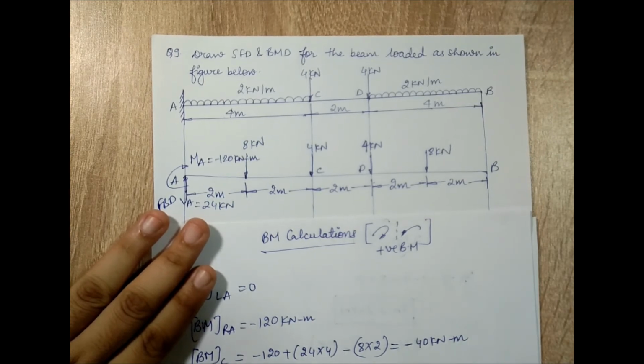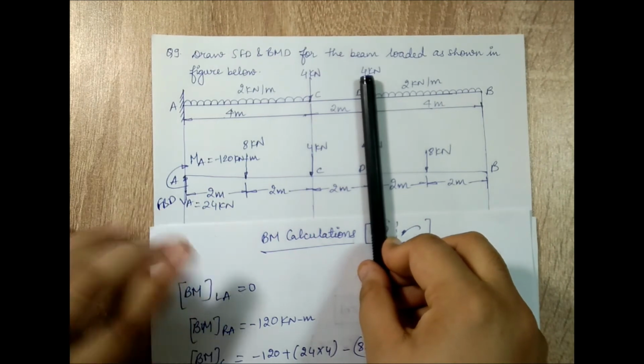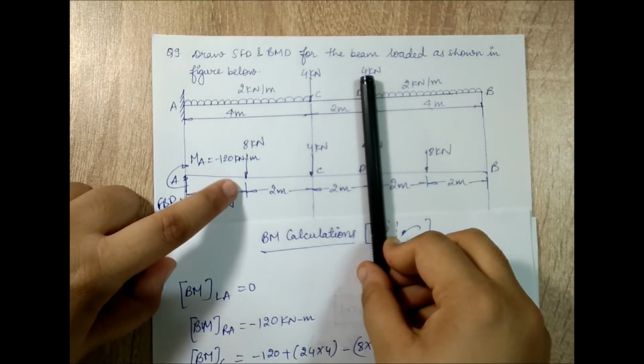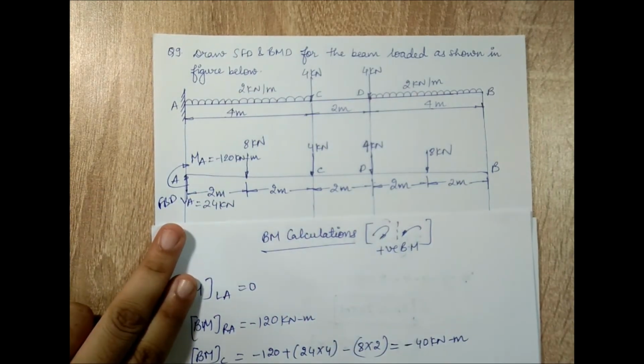Next I'll calculate the bending moment at point D. When I stand at D, I can see MA, VA turning clockwise, 8 kilonewton turning anti-clockwise and 4 kilonewton also turning anti-clockwise. So I have minus 120 plus 24 into 6 minus 8 into 4 minus 4 into 2. I get the value as minus 16 kilonewton meter.